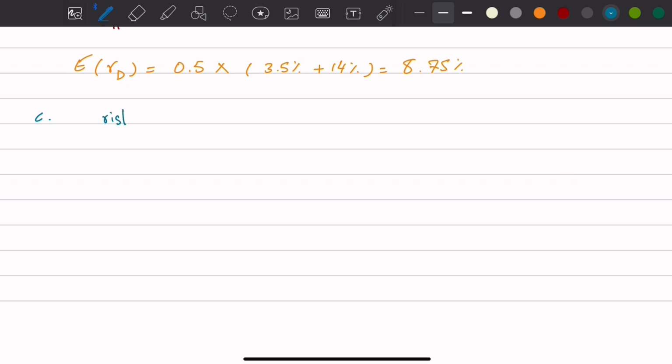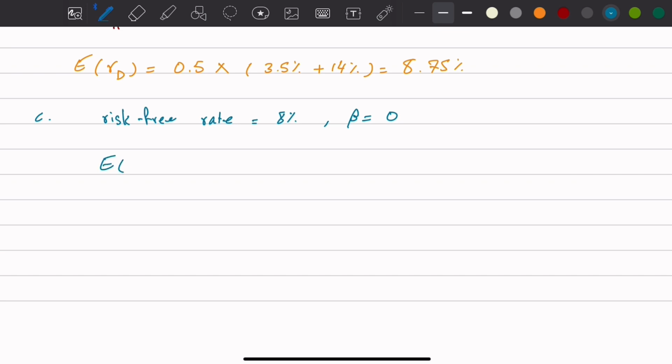For the risk-free rate equaling 8%, beta equals 0. Okay?